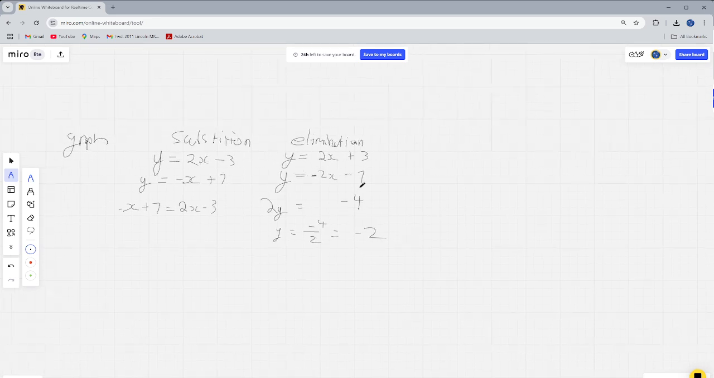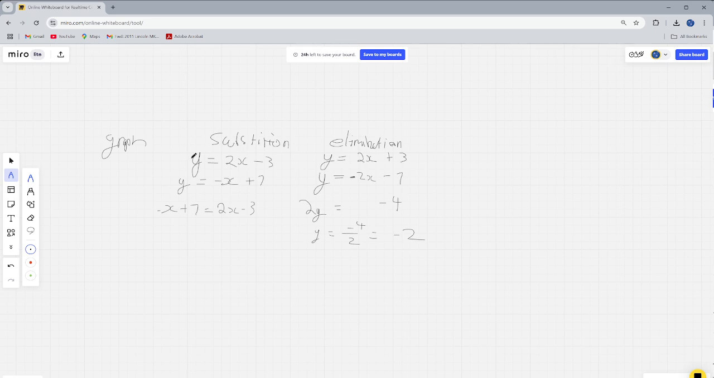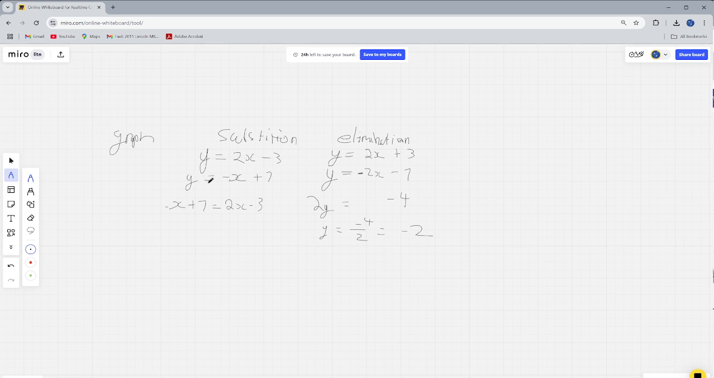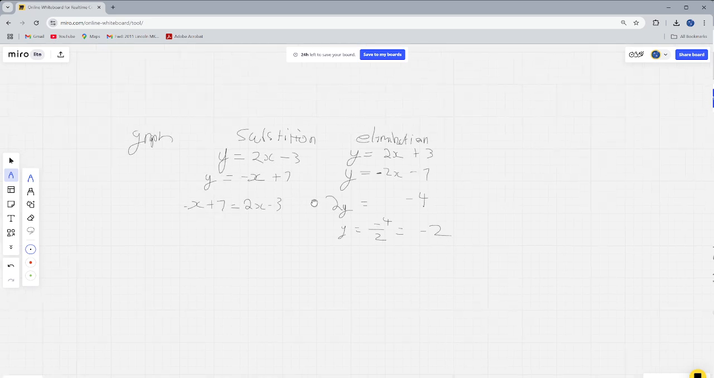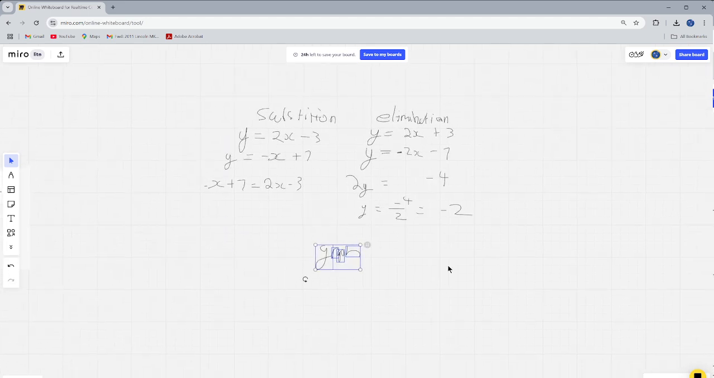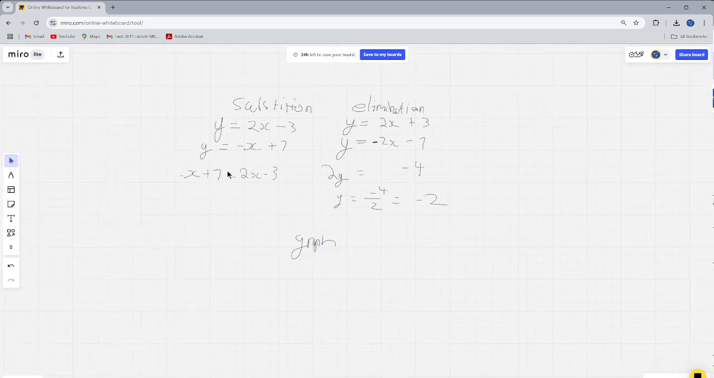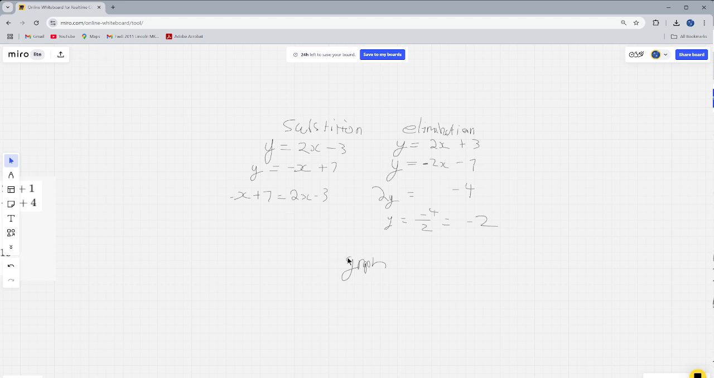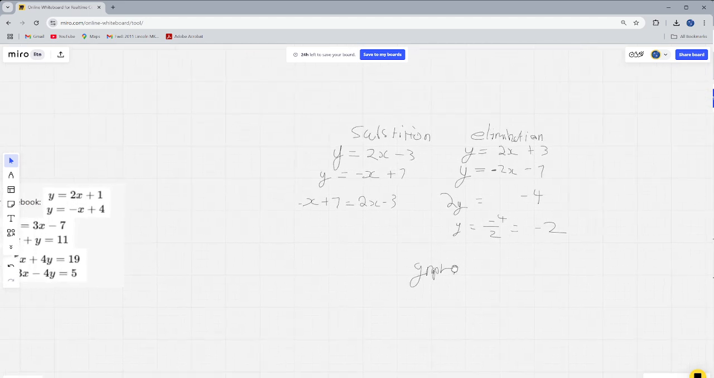So that's when you want to eliminate: when it's really easy to just add the equations together and get rid of one of the variables. Substitution is when it's really easy to isolate for one of these variables and just replace one of the y's with whatever it is. Graphing is something we can always use, but it's the most time consuming one because we have to sit there and draw out the graph, the intercept and the slope. But let's look at an example of when we would use it.